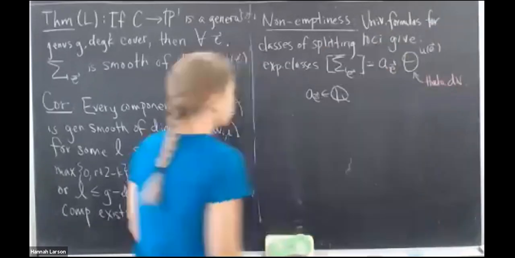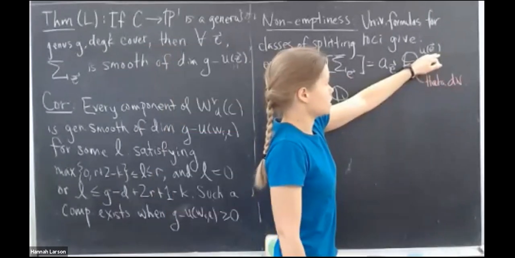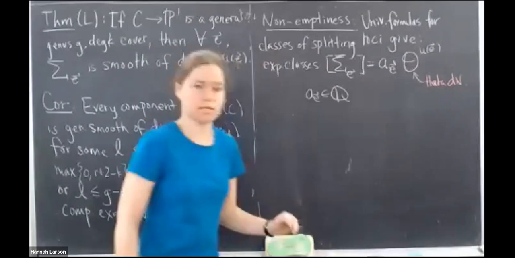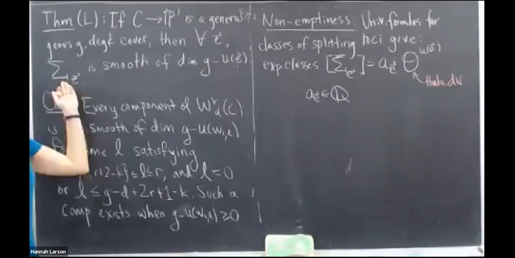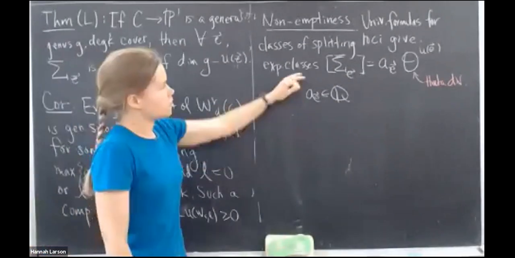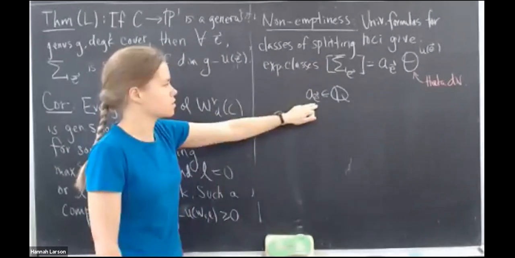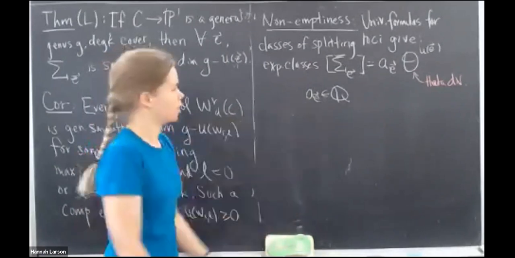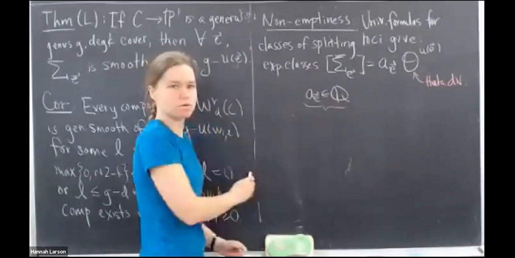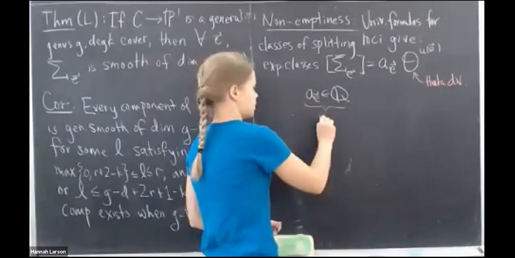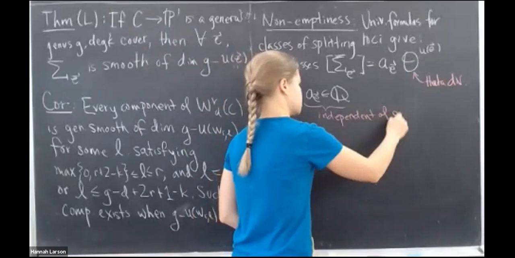And these numbers, in the case when the expected dimension is zero, correspond to how many points there should be in sigma E. And in general, these universal formulas are pretty difficult to compute with. And it's hard to compute what this number should be. But something quite interesting is that this number depends only on the splitting type. It is independent of the genus.